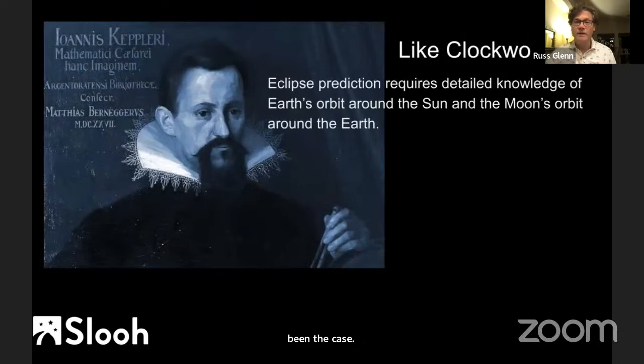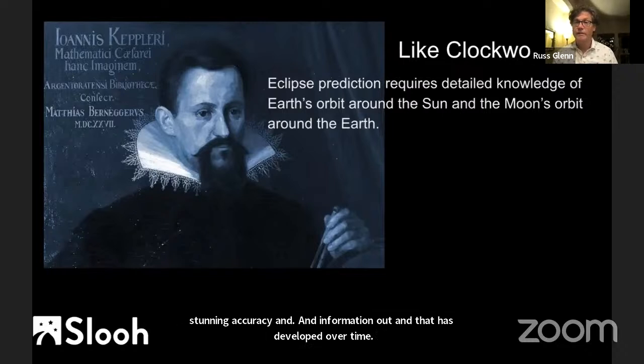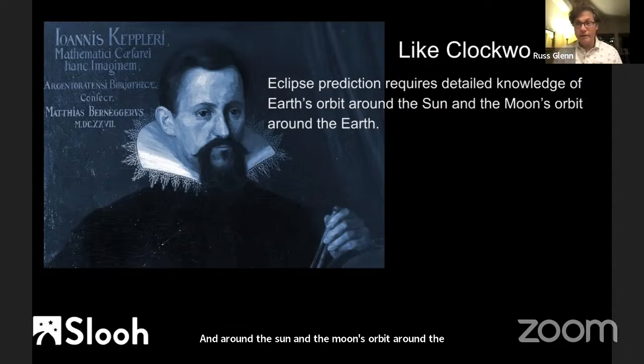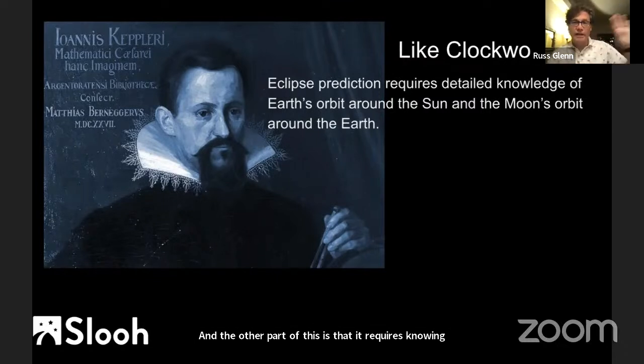Now they do occur like clockwork, so we can predict them, and we can predict them with stunning accuracy, and that information has developed over time. But it requires detailed knowledge of the Earth's orbit around the sun and the moon's orbit around the Earth. And the other part of this is that it requires knowing the topography of both of these objects, which I'll address in the next professional development. We'll talk a little bit about how we got such well-developed eclipse predictions.